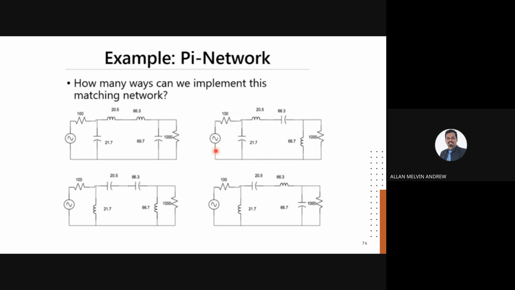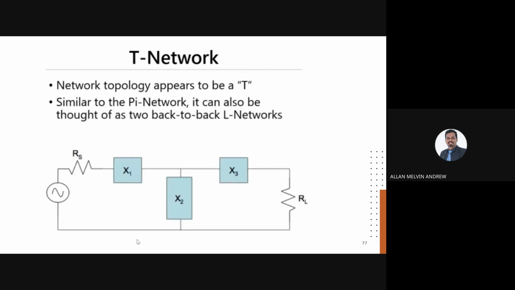So we see another type of network. We call it a T network. Again, the network topology appears to be a T, so you can see it's a T. The name of the network comes from the shape, which we call the topology. You will encounter this term later. Topology is like the architecture of the network.